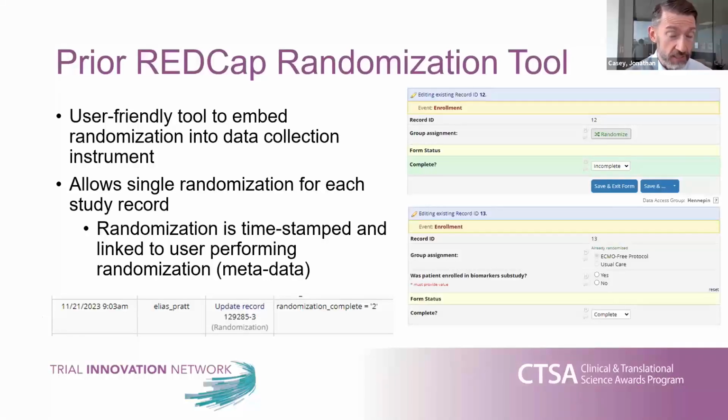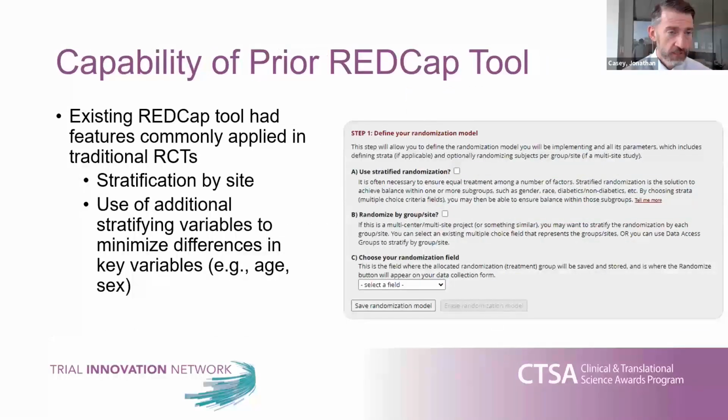So it's very user-friendly. You can see at the top right the picture of how it looks. You're in a patient's chart, and you have a very simple randomize button. It allowed a single randomization for each study record and provided really important metadata like time stamping and links to specific users for data audits. And you can see at the bottom right that it allowed you to randomize a patient one time on one record, and that randomization was then locked and had all the important data you needed to know for data integrity of that randomization. The prior tool also had the ability to stratify. So you could stratify by sites or by other key variables like age or sex.